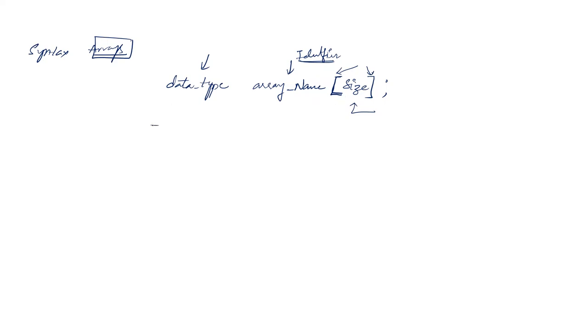So, example. int arr[10]. So I'm creating 10 integer variables. float f[20]. Here I'm creating 20 float variables. We can create double avg[15], 15 double variables.